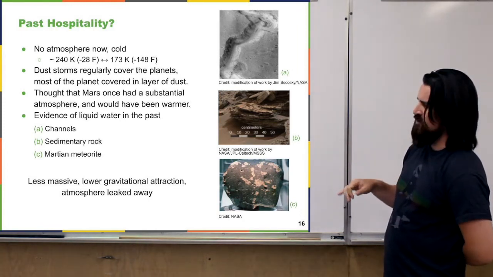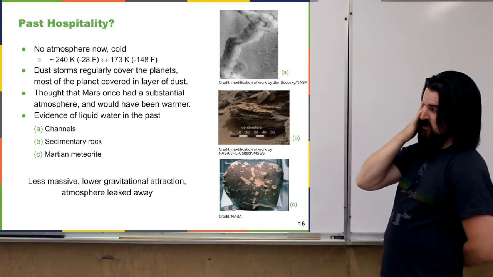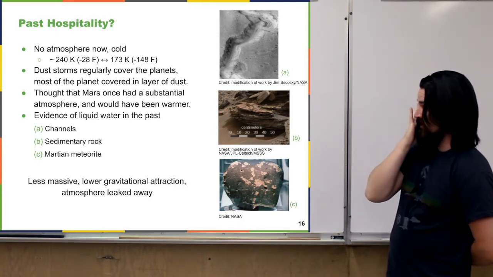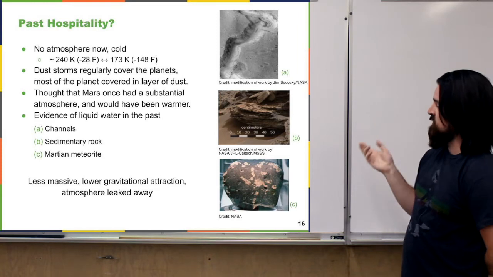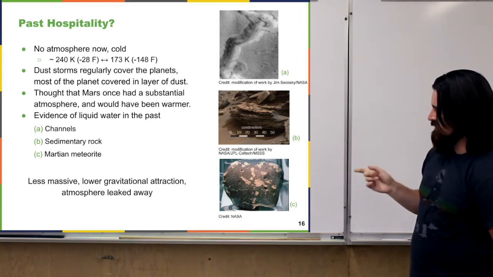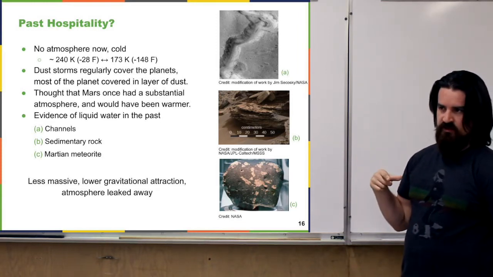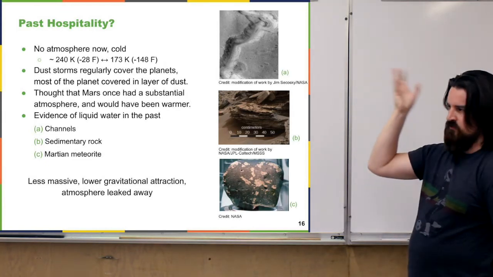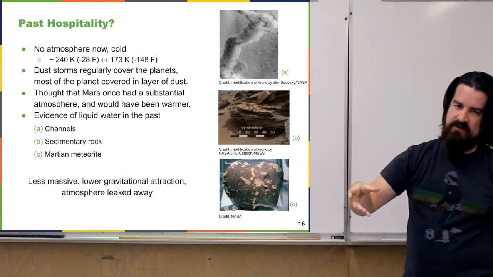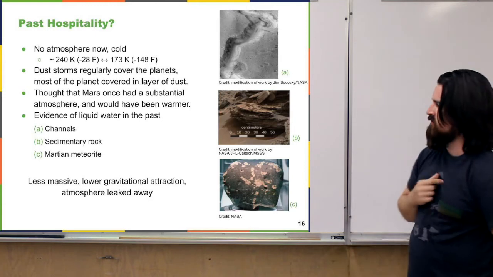Then the last example here, there are other reasons to think that there's probably liquid water on Mars at some point. These are just some of the main ones I picked out. This last one is a meteorite that landed on Earth. Remember, a meteor is just a chunk of stuff that made it into the atmosphere, and then a meteorite is when it lands on the Earth's surface.